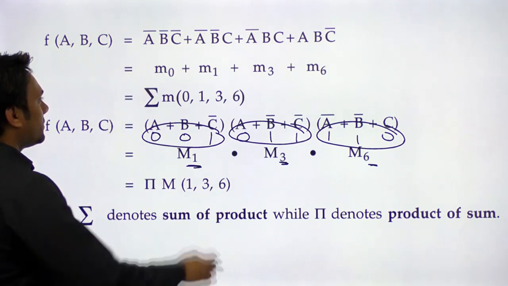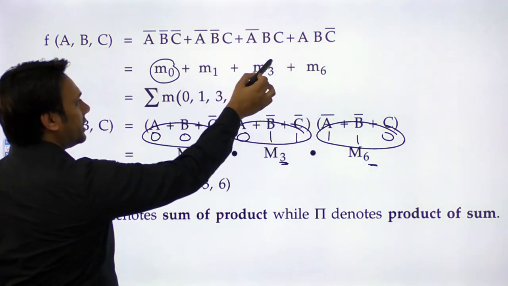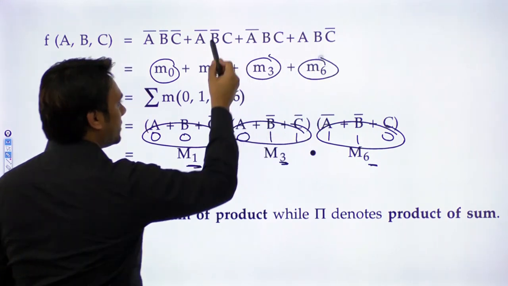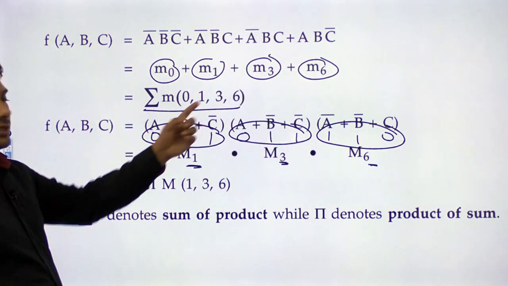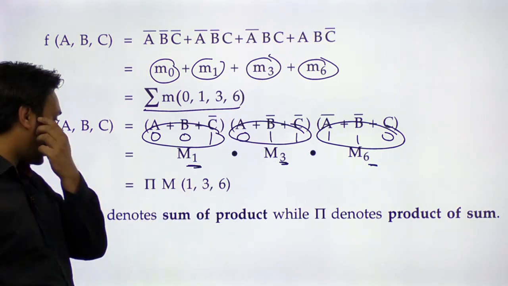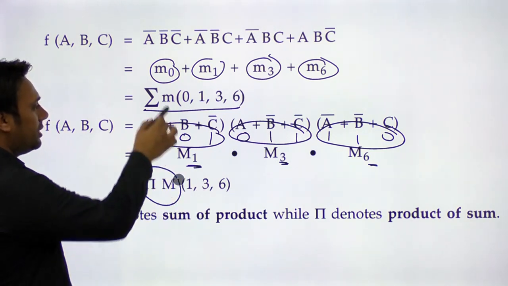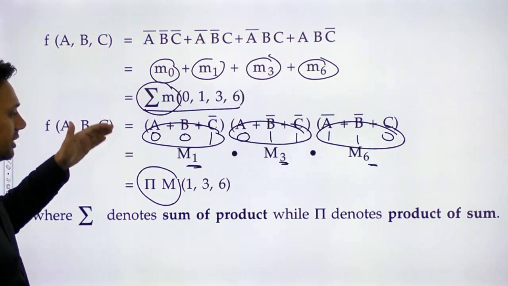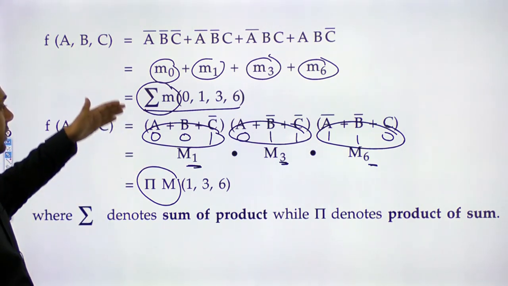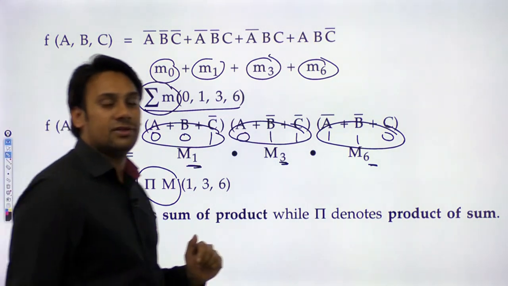And here it is representing a value 0, this is representing a value 3, this is representing a value 6, this is representing a value 1. So I can write it as summation 0, 1, 3, 6. This is pi 1, 3, 6. So here what are we going to use? We are going to use pi here, and here we are going to use summation. So pi is used in case of product of sum, and summation is used in case of sum of product.